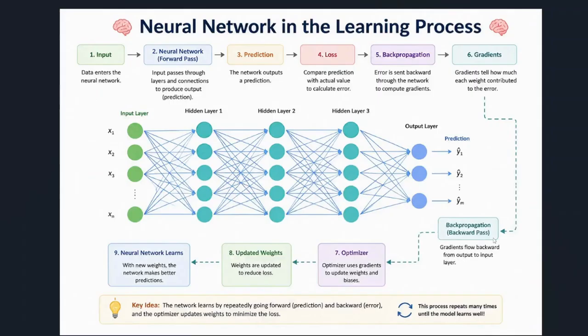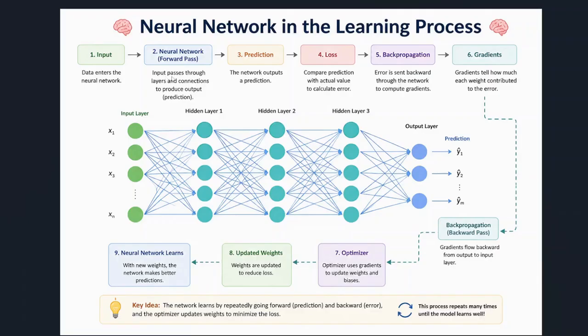Now let's understand how a neural network actually learns, the learning process. This is a kind of neural network where I have an input layer, hidden layers, then the output layer, and then I get the predictions. First, your input data enters the neural network. I'm giving the input to the neural network. Then the neural network does the forward pass.